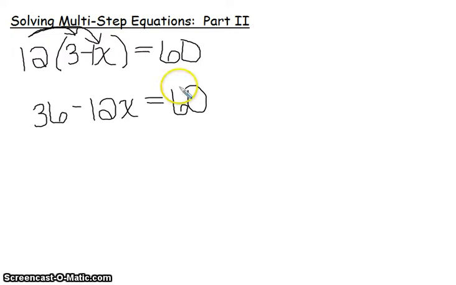And so now, after using the distributive property, we have a two-step equation. Now, the two-step equation is a little bit backwards from what we're used to seeing on some of the other ones we did in previous videos. What you have to be extremely careful of is, yes, there is a subtraction sign here, but we're not subtracting 36. We are subtracting 12x.